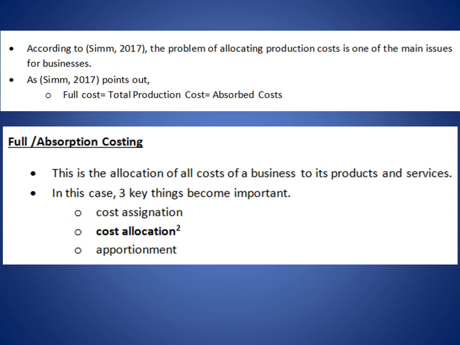As CIM 2017 points out, full cost is equal to the total production cost, which is equal to total absorbed costs. When it comes to full or absorption costing, it is the allocation of all costs of a business to its products and services. In this case, three key things become important: cost assignation, cost allocation, and apportionment. We will be considering cost allocation in detail later.